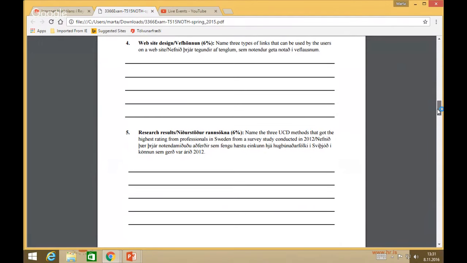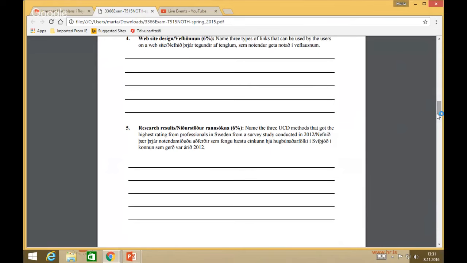Research results. Okay, name 3 UCD methods that got the highest rating from professionals in Sweden from the survey study conducted in 2012. What do you think about this question? Not fair. Okay. I've shown you this 4 or 5 times. And we've discussed it. So I think actually this is a fair question, but there you go.